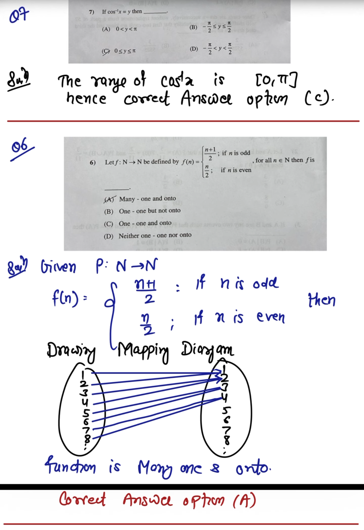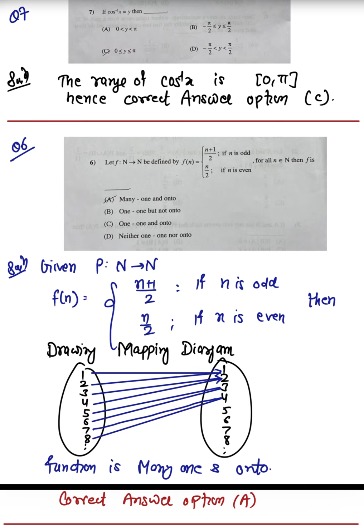The sixth problem is given. It is from NCERT only. The function is from natural numbers to natural numbers, defined as n plus 1 by 2 if n is odd, and n by 2 if n is even. For all natural numbers, I have drawn the mapping diagram. You can see that 1 and 2 both map to 1, and 3 and 4 both map to 2. So it is a many-one function, and every element of the codomain is connected to an input. There is nothing left in the codomain, so the range is the codomain, and it is onto. That's why option A is correct.